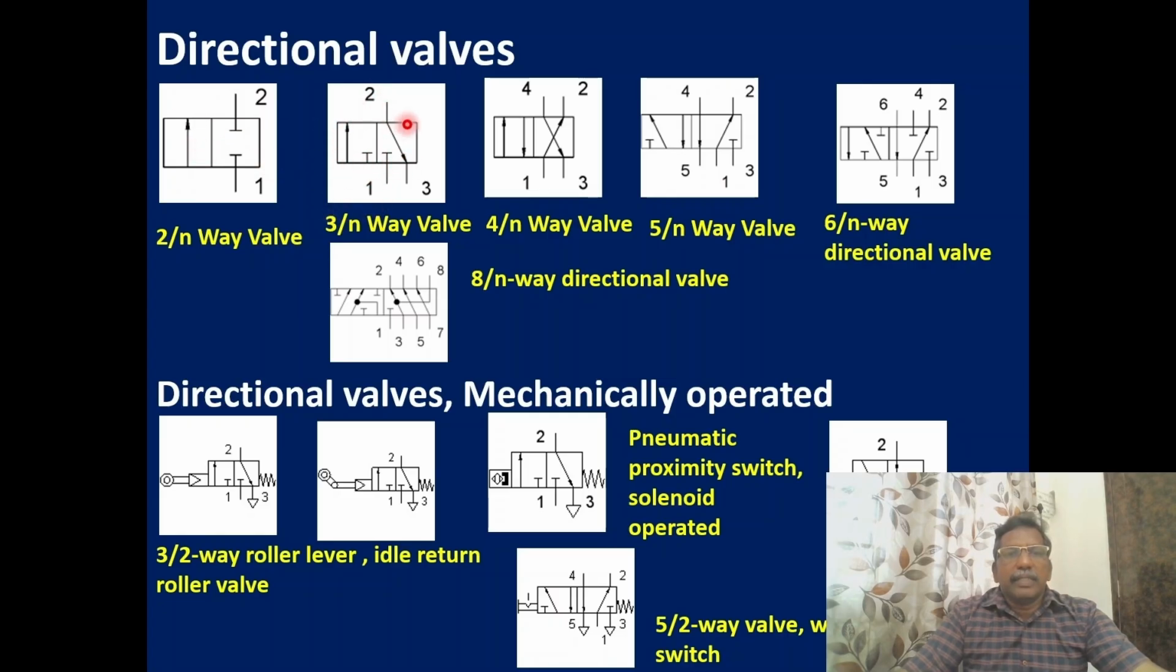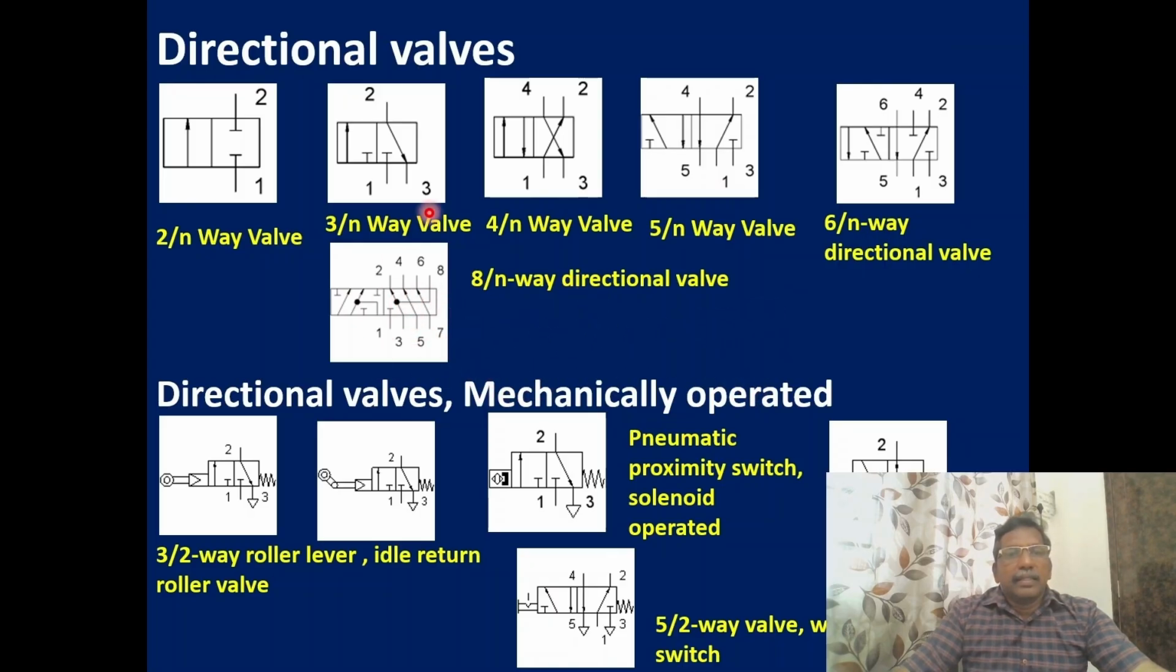A 3 by 2 valve means 2 positions, 3 ports. Then 4 by 2 means 4 ports, 2 positions. Then 5 by 2: 5 ports, 1, 2, 3, 4, 5, with 2 positions. Then 6 by 2 means 6 ports with 2 positions. Similarly, we also have 8 by 2, an 8 by 2 way direction control valve, with 8 ports.